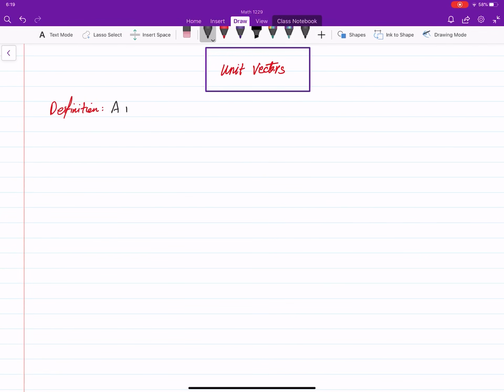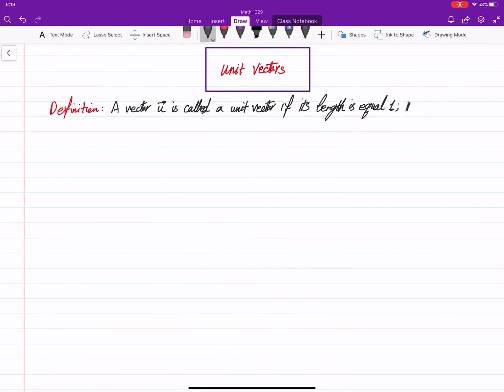A vector u is called a unit vector if its length is unit, or is equal to 1. That's where the word comes from.